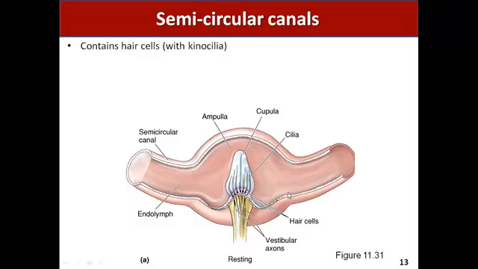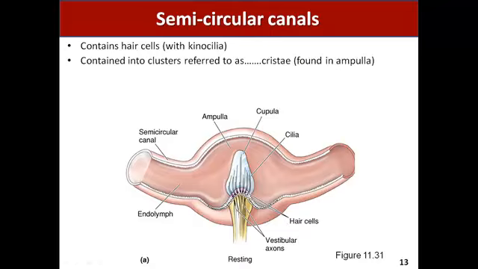We see that within the semicircular canals, the functional unit, the hair cell, exists, but it exists in somewhat of a different type of structure. And the hair cells are contained within cristae, which are found in the ampulla of the semicircular canal. So the ampulla is this enlarged region that houses the sensory organs containing the hair cells within the semicircular canals.